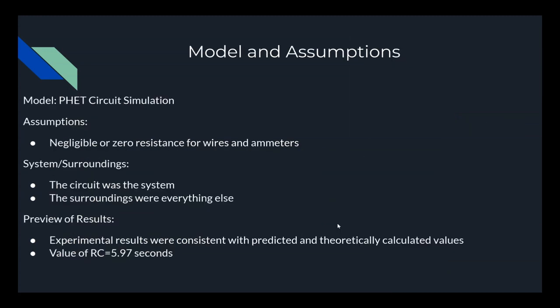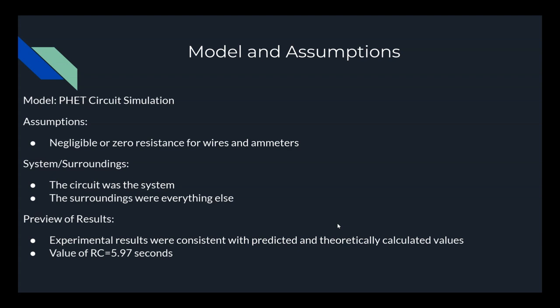In general, for this lab, the model and assumptions that were used include the following. For the model, I did this lab online using the PAGT circuit simulator. The main assumptions used for the purpose of this lab were that there is negligible or zero resistance for the wires and emitters present in the lab, and that the system was the circuit and the surroundings were everything else.